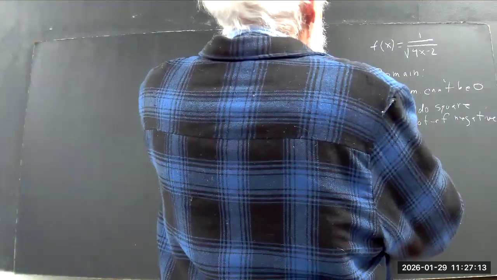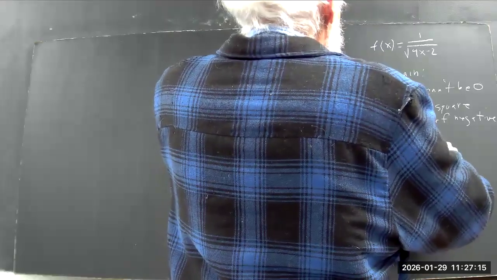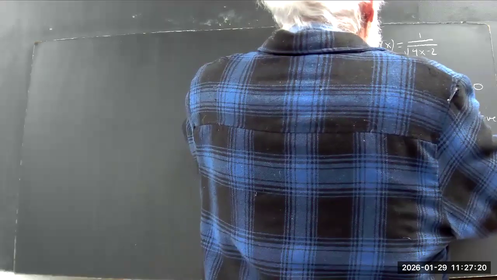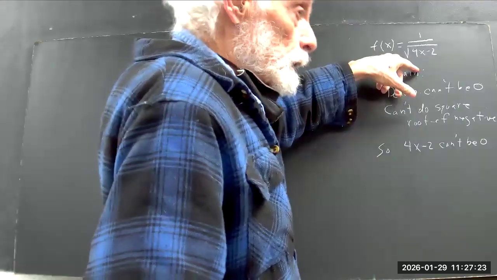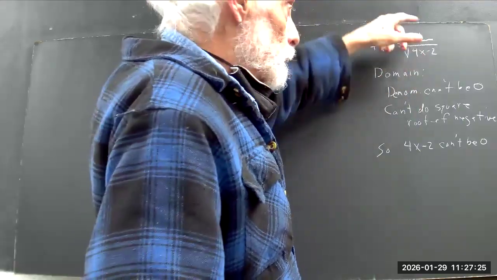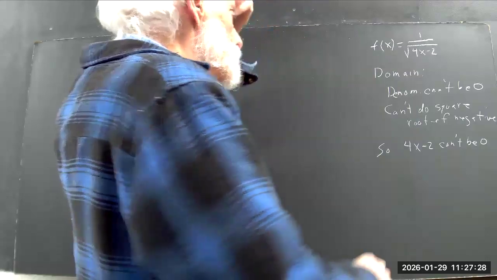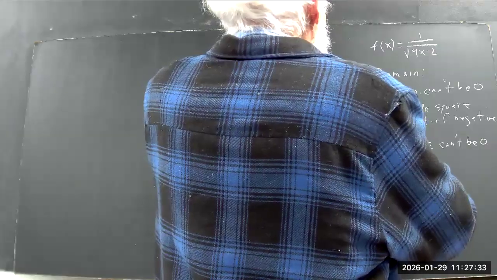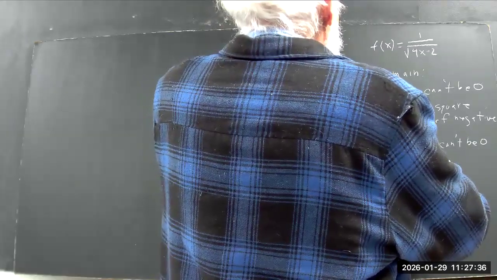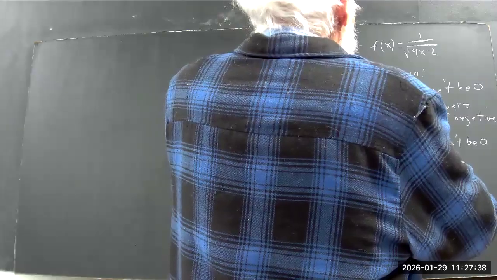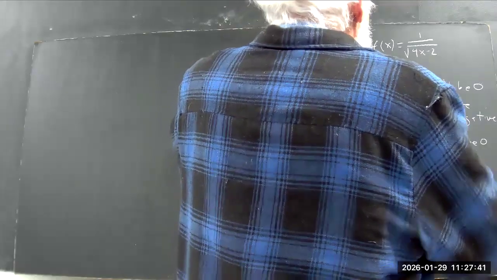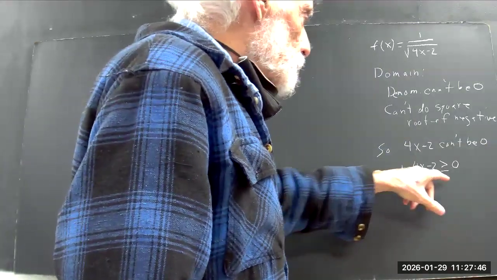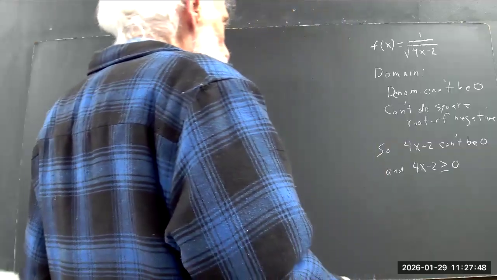So four x minus two can't be zero, because that would make the square root of zero, and you'd be divided by zero. Can't divide by zero. Four x minus two can't be zero. And four x minus two is greater than or equal to zero.